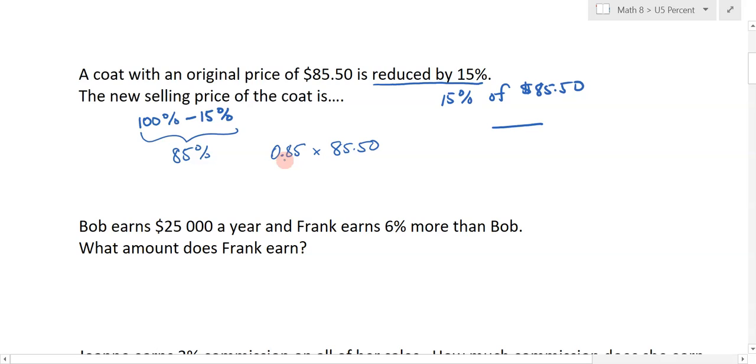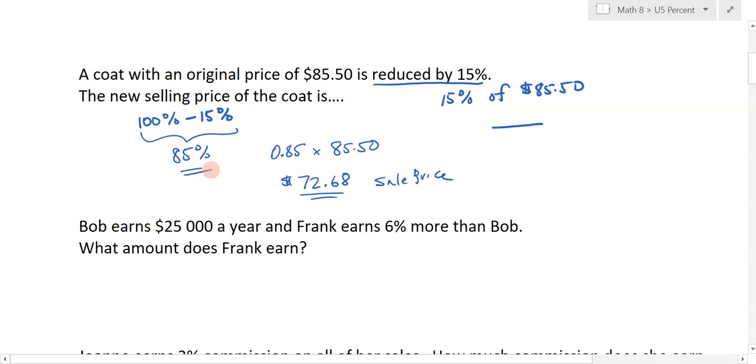85% is 0.85, and so 0.85 multiplied by 85.50 is $72.68 rounded to the nearest cent. That is the sale price. It is 85% of the original price.